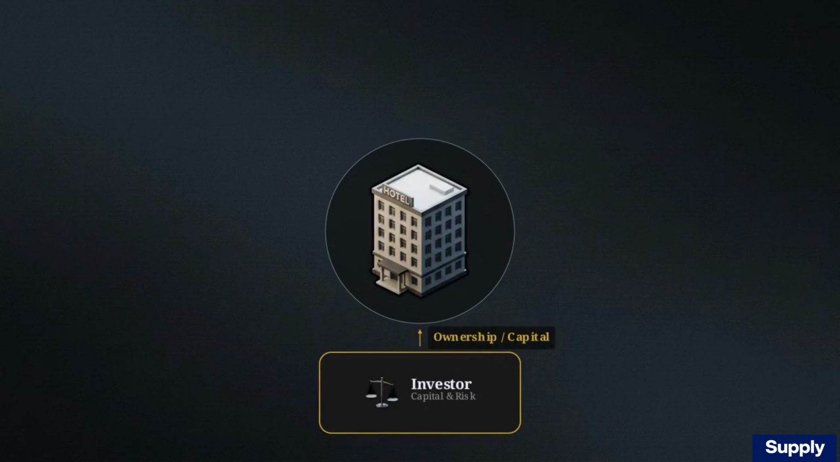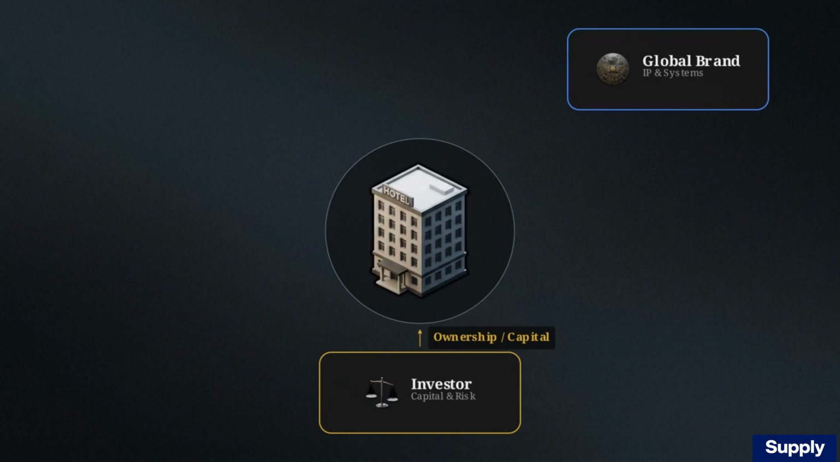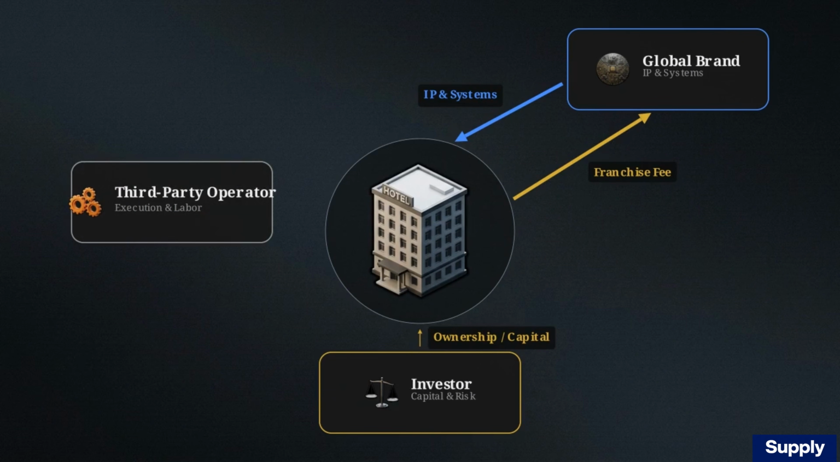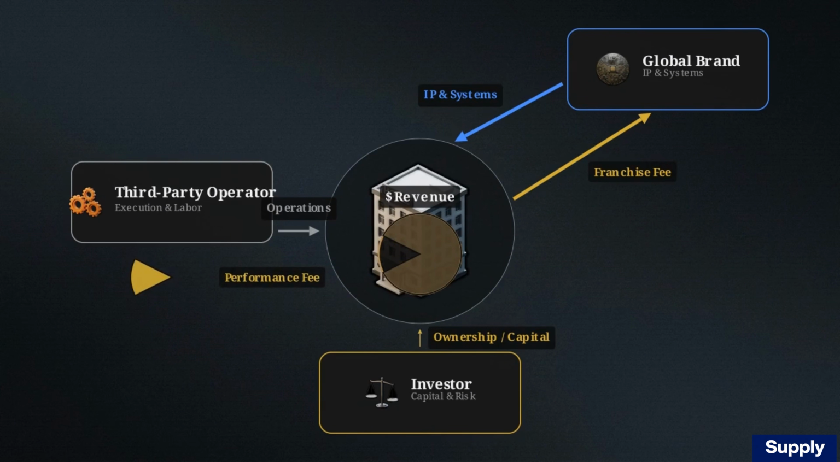Global hotel chains follow an asset-light strategy. They act as software providers, loyalty networks, and standard setters, licensing their name and booking systems to the property in exchange for franchise fees. Then, a third-party operator acts as the crucial middleman. This white-label management company is hired to execute the daily operations, employ the staff, and run the building on behalf of the investor, taking a performance fee from the total revenue pool.